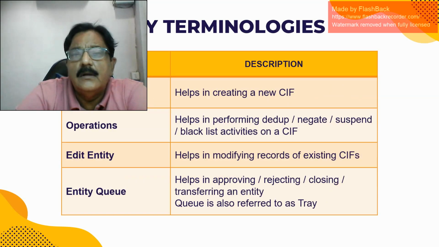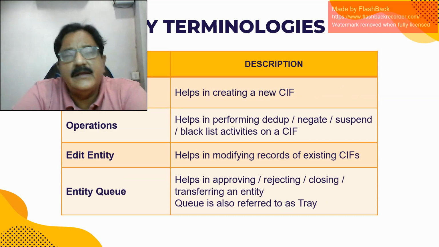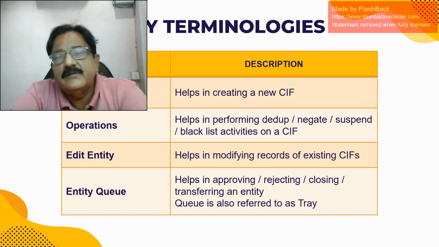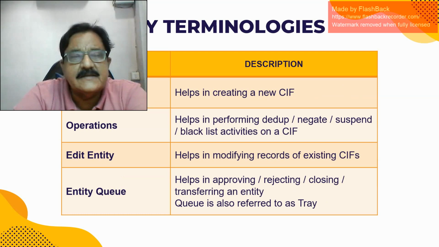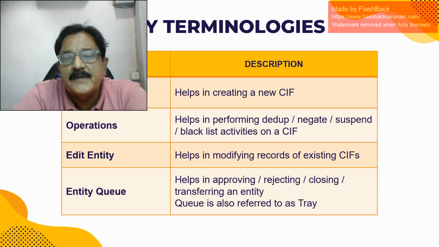The new entity, new CIF ID operations: dedupe check, negative list, suspend, blacklist activities, edit entity, existing CIF IDs, entity queue. Everything moves in a queue from maker to checker, right? This is also called a tray, so you have to select the tray. I've shown those live videos on my website www.banktekskills.com.